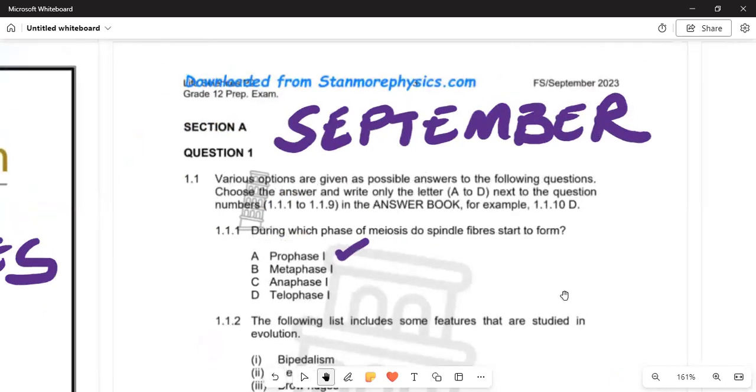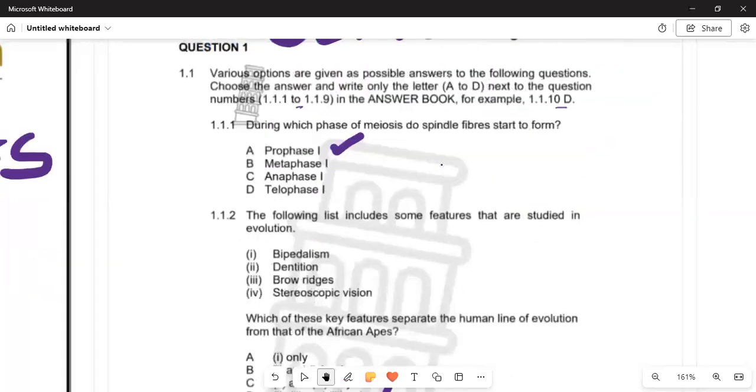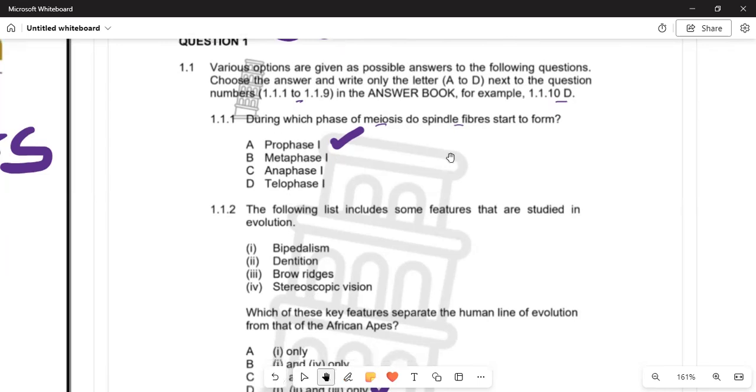As we know, under Section A they are asking various questions. In question 1.1.1, we are to find out in which phase the spindle fibers start to form. We know that when the spindle fibers form, they are handled by the centrioles. And we are saying that it happens in prophase 1. Remember those stages. Ensure that you are referring back to the content that we have been giving.